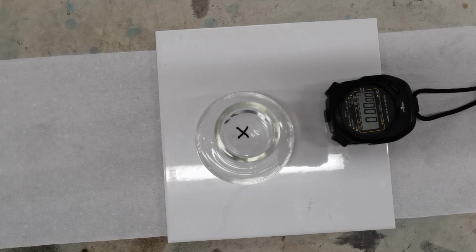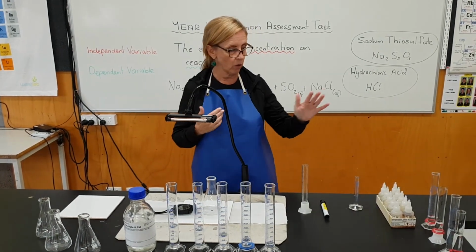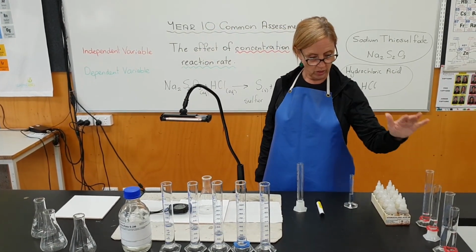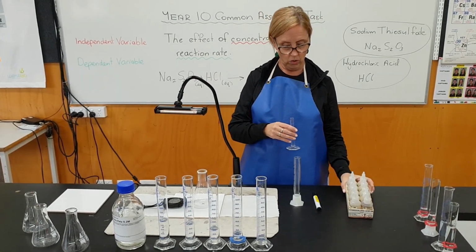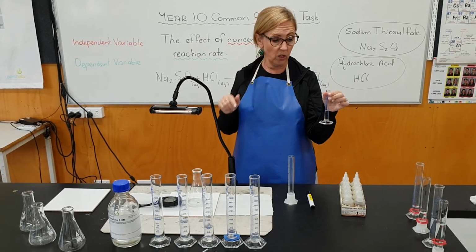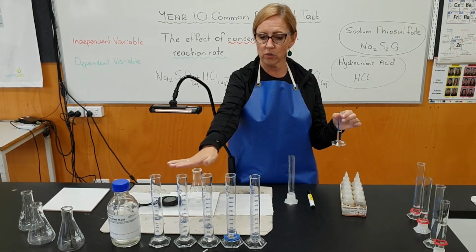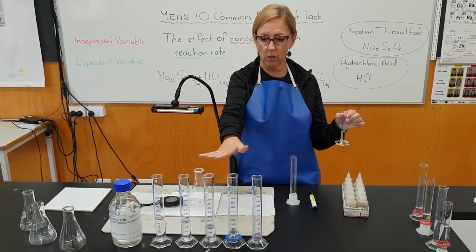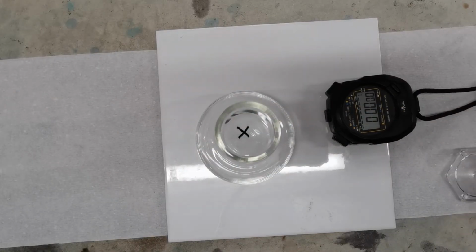So, I talked about our thiosulfate, and talked about our water to dilute. The other component that we're using is our hydrochloric acid. Each time we're going to add 5 mils of hydrochloric acid. So the only thing that changes in our experiment is the concentration of the thiosulfate solution, because we will gradually water that down, or dilute it. So let's just have a try with our first one.